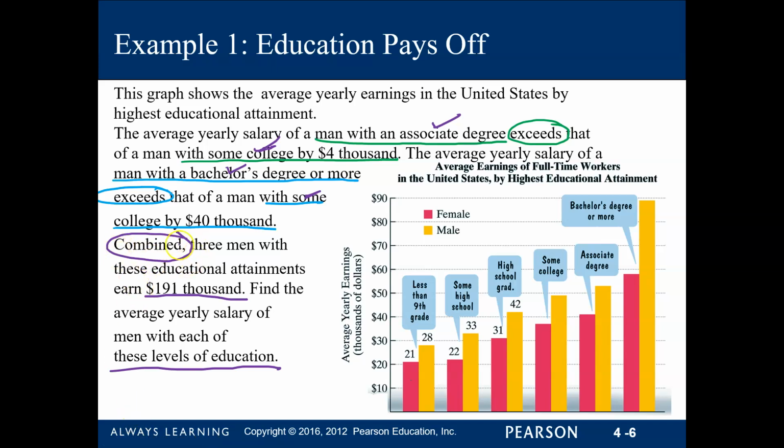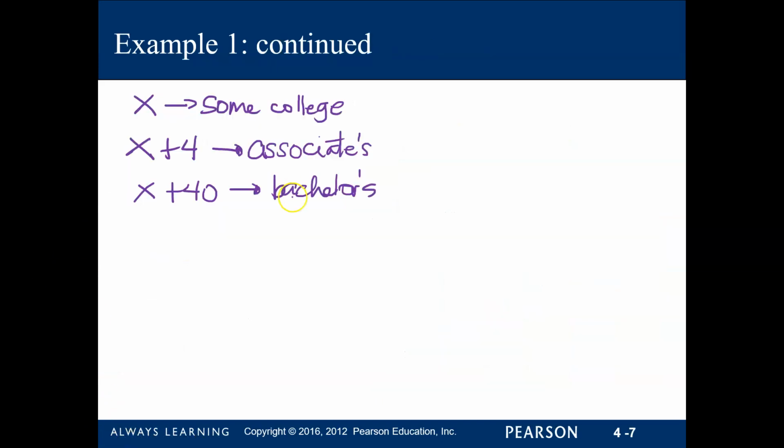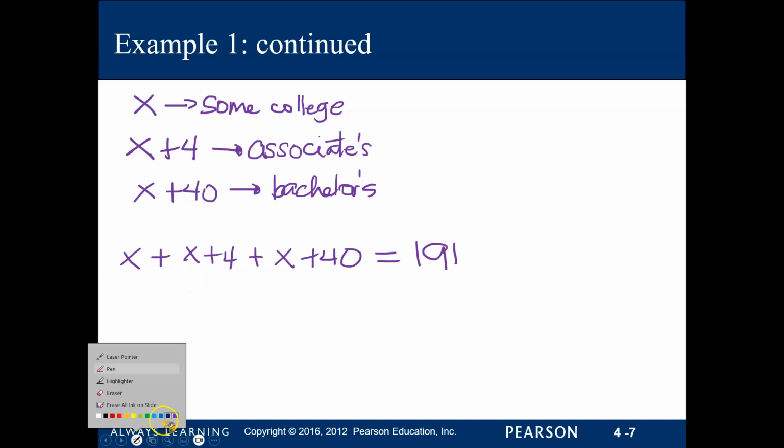According to this, combined. Okay? The keyword is combined, meaning we have to gather them all, add them all, and the total will be 191,000. So from this part of the problem, we know that if we add these three, so we have x plus x plus 4 plus x plus 40, that total will become 191,000. Okay? So this is our equation.